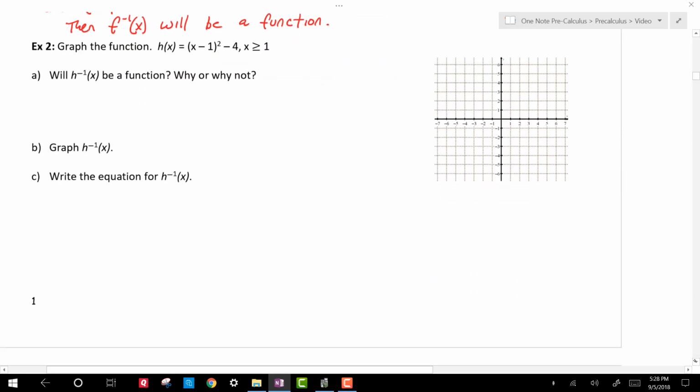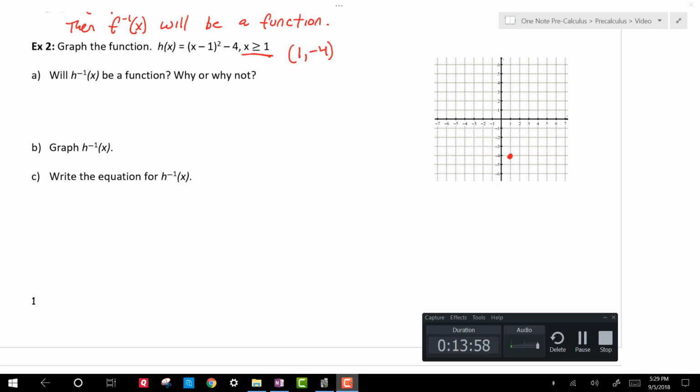It says graph the function. We have a parabola this time, and it gives us a restriction here. Oh, so we have a restriction that x is greater than or equal to 1. Interesting. So here we go. I'm supposed to graph this. That means I have a vertex at 1, -4. So I'm going to start right there. Go over to 1, down to -4. So I have a vertex there.